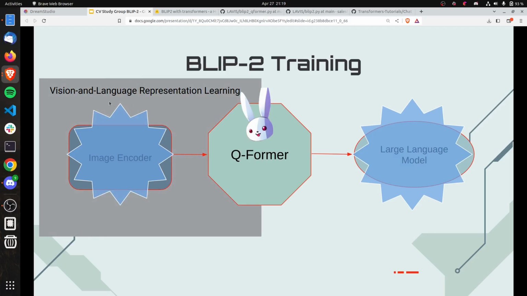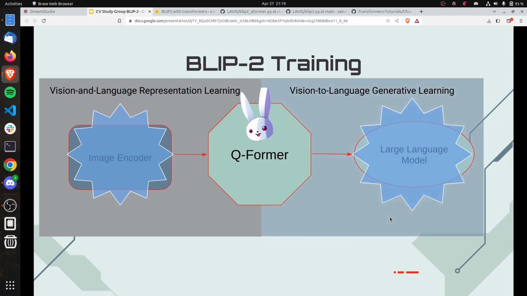So there's the vision and language representation learning stage, right over here, which includes the image encoder and the Q-former. And then on the other side, the second step is a vision-to-language generative learning, which is basically getting the large language model in context and then adapting the query tokens with the help of a large language model so that we can chat with it.